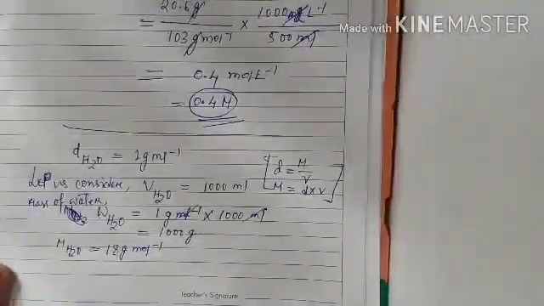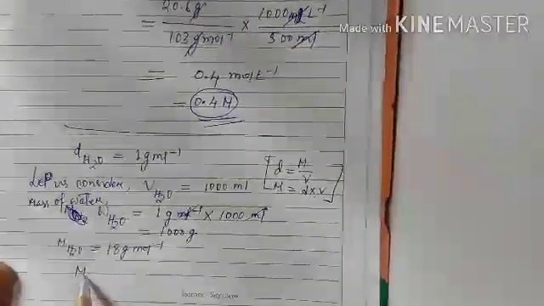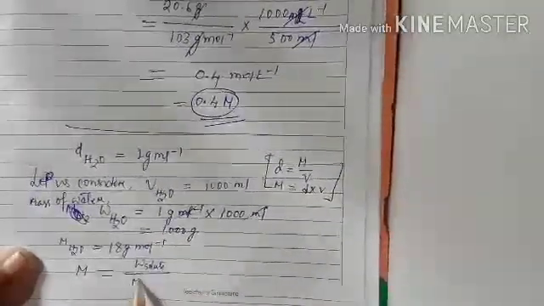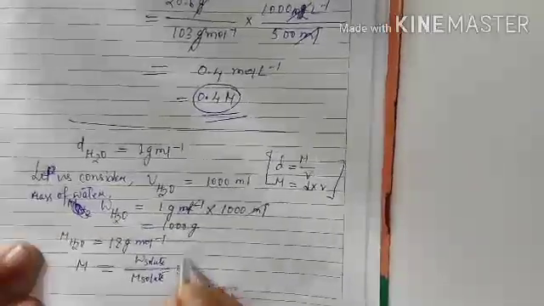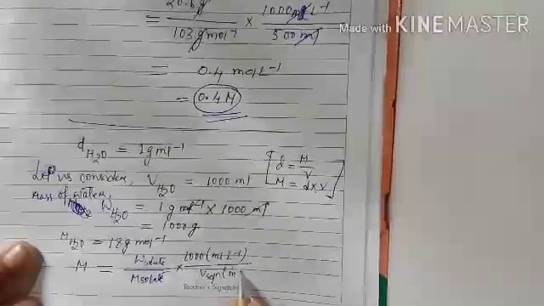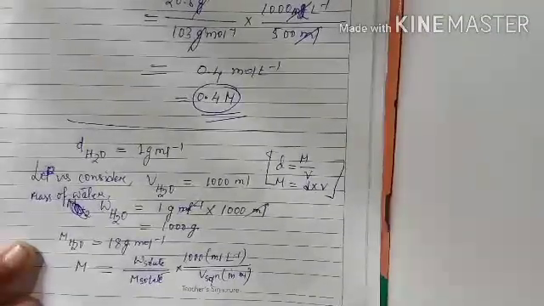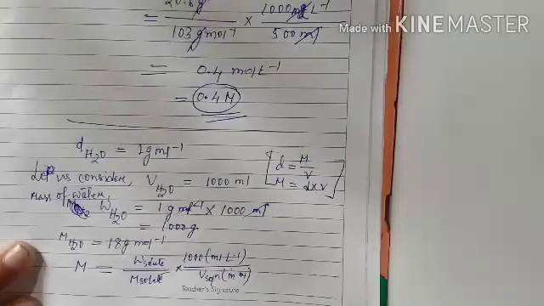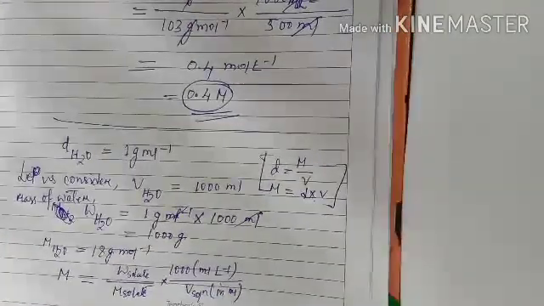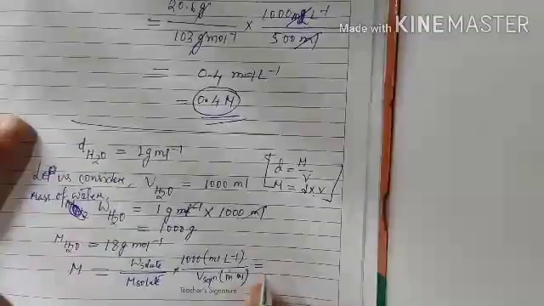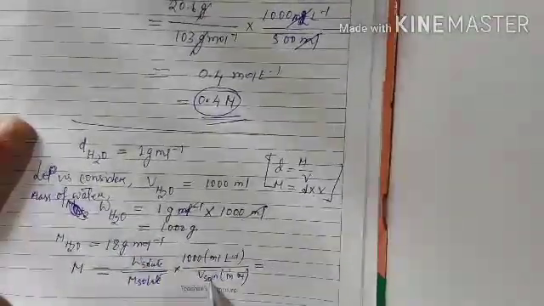So if we put it in the formula for molarity, W solute divided by M solute, multiplied by 1000 ml per liter, divided by volume of solution in ml. Here we consider the volume in ml, and the solution means the water, so the solution is expressed as water.